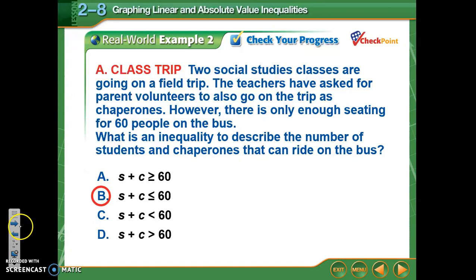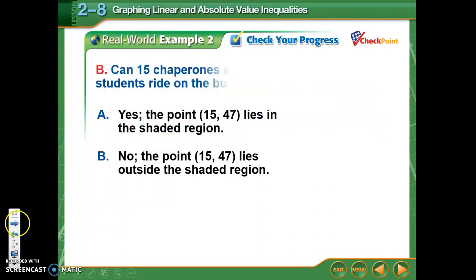Alright, you should have answered B, less than or equal to 60. S plus C is less than or equal to 60. So in this case, they let S equal the number of students and C equal the number of chaperones. So the number of students plus the number of chaperones has to be less than or equal to 60 because there are only 60 seats on the bus.